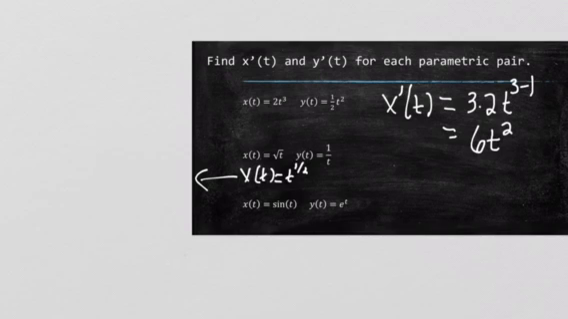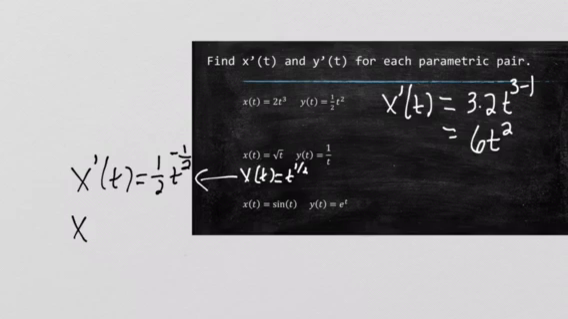we're going to say x prime t equals 1/2 times t to the, what's 1/2 minus 1? It's negative 1/2. Negative 1/2. So let me make sure I get that fully in here. Negative 1/2.